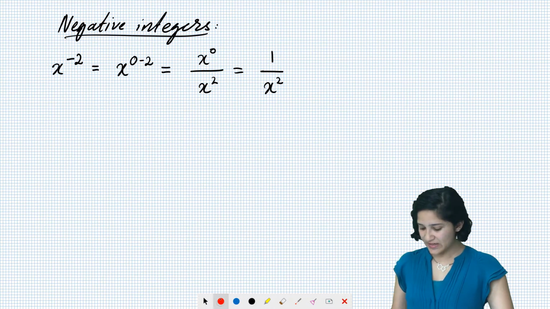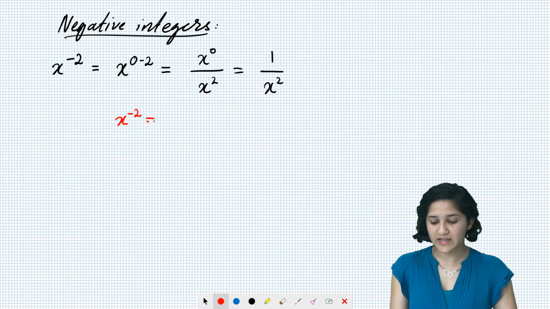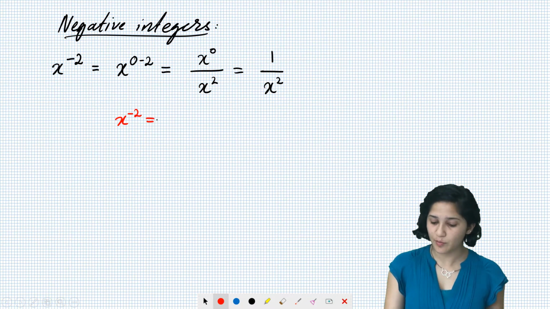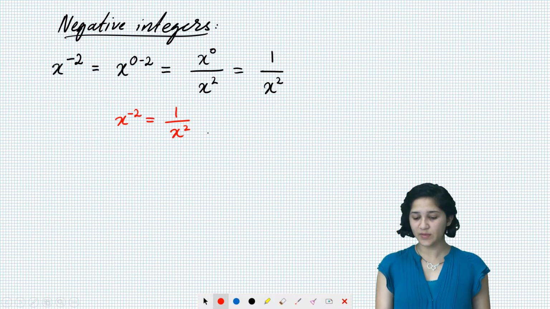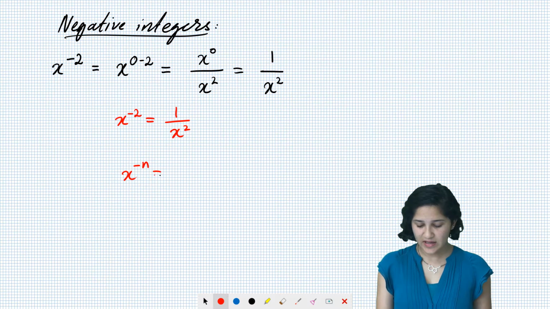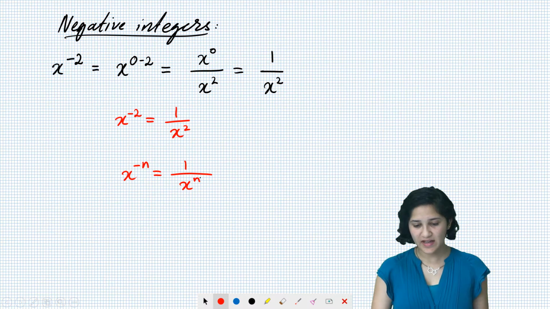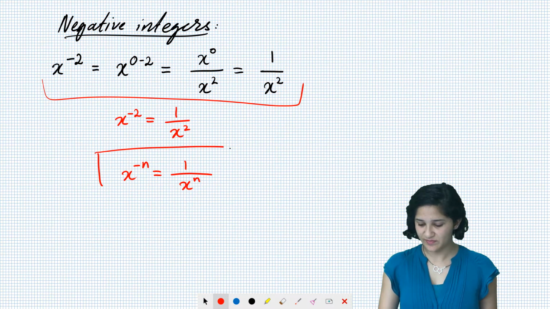Okay? So that tells us that a negative power represents a power on the denominator, so a positive power on the bottom of the fraction. Okay, so in general, we can write that as x to the negative n equals 1 over x to the n. And if you follow through this logic, you can see why this is true.